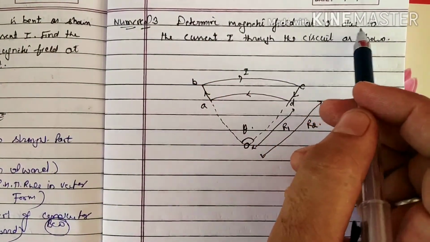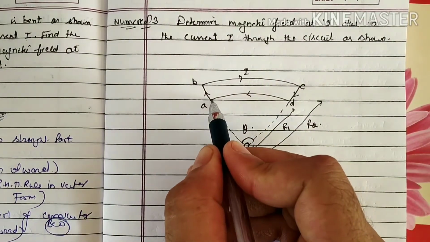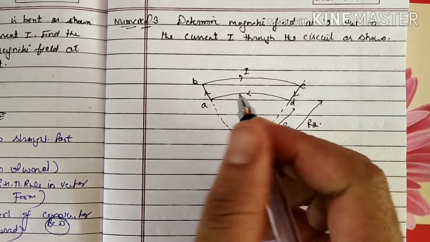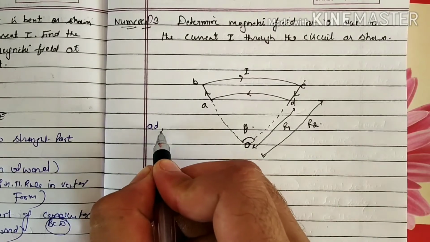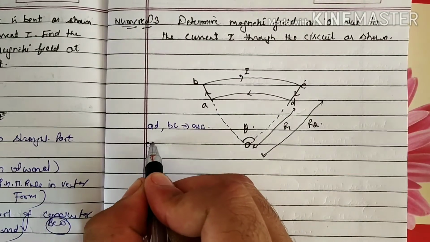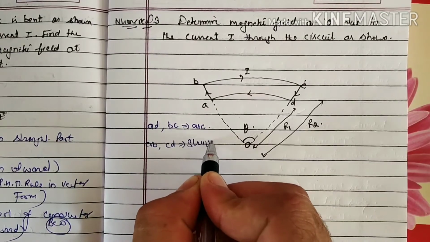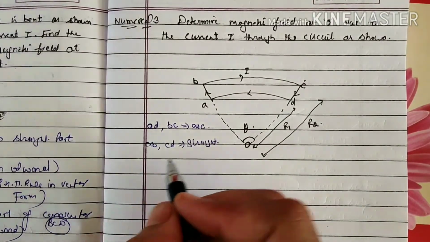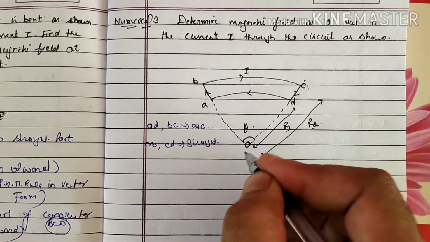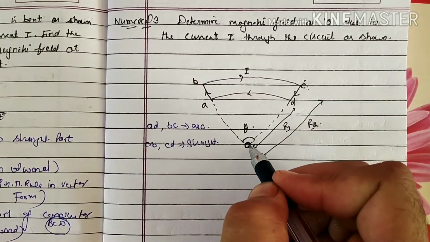Determine the magnetic field at O due to the current I through the circuit as shown in the figure. So we have this type of circuit A, B, C, D, where AD and BC are the two arcs, and AB and CD are the straight parts. These two arcs AD and BC have radii R1 and R2, and at this point O we have to find the magnetic field. These two arcs subtend angle theta at the center.